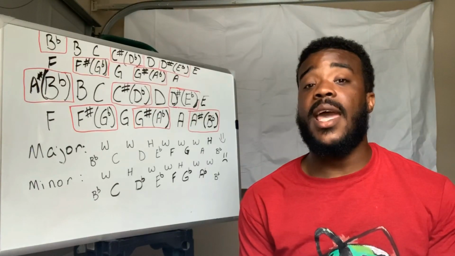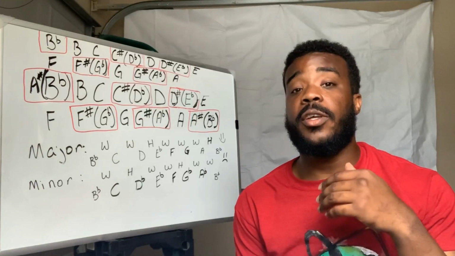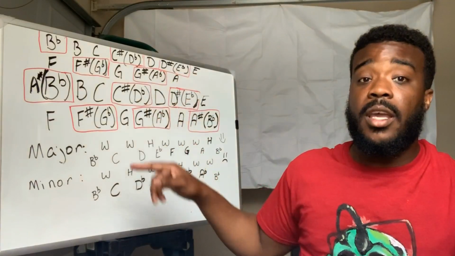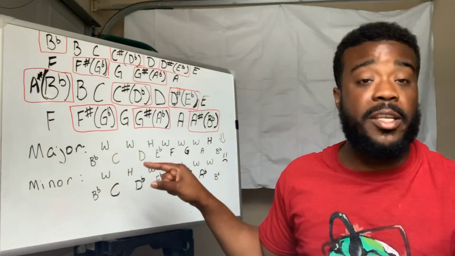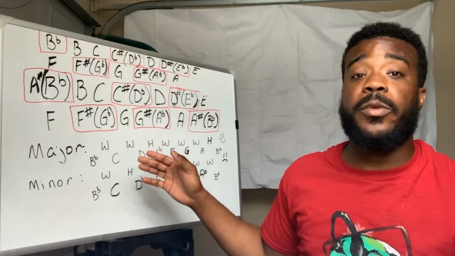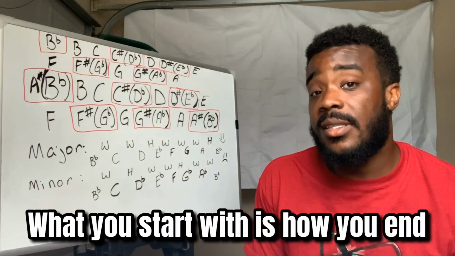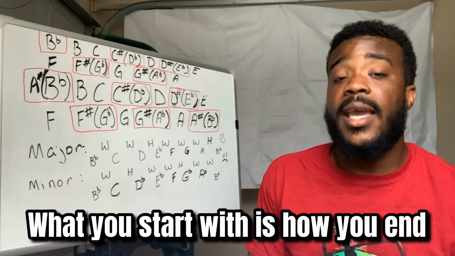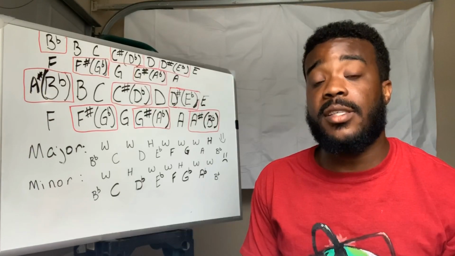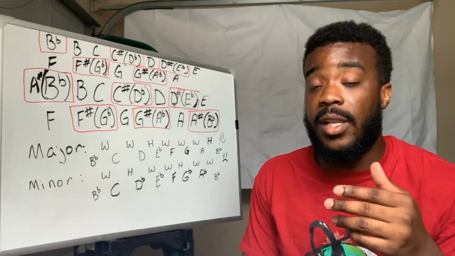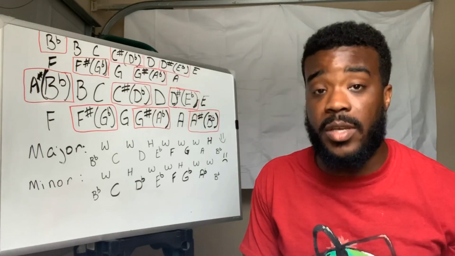So as a recap, you're going to create 3 major scales. You're going to pick one of these letters up here, use the major scale formula, and create a major scale. Remember, whatever letter you start with has to be the same letter that you end with. And the same thing goes for your minor scale. Whatever letter you start off with is going to be the letter that you end with, all right?